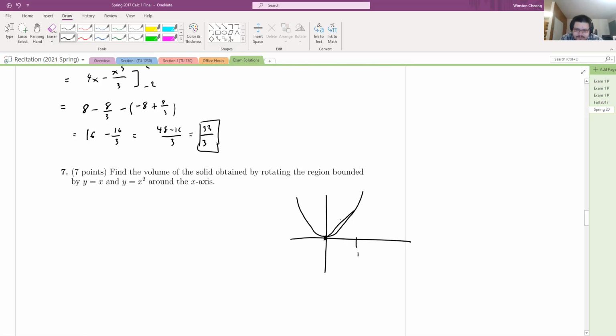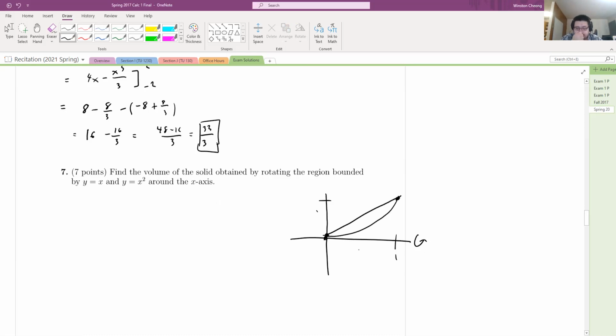Yeah, you just draw it like that, I guess. I need to make this much wider to actually make things visible. Okay, so 1, and you've got that shape intersecting at 1, 1, and at 0, 0. And you want to rotate it around the x-axis. So that's this axis there.